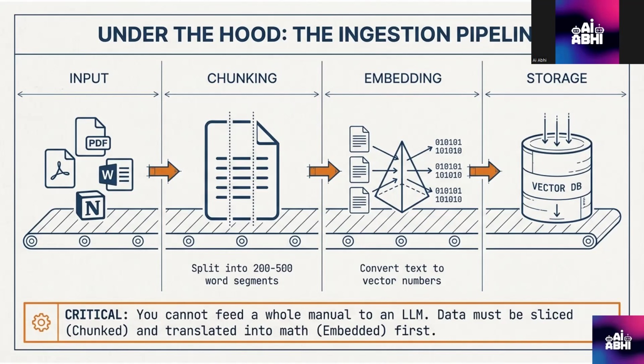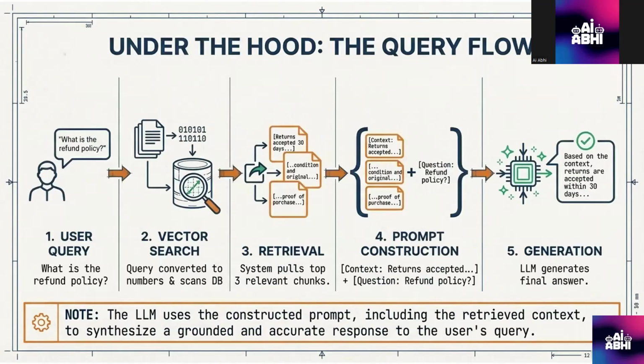So as the meaning is compared, it can actually find the similar ones, even though the keywords don't exactly match. So next comes the second part, that is query flow.